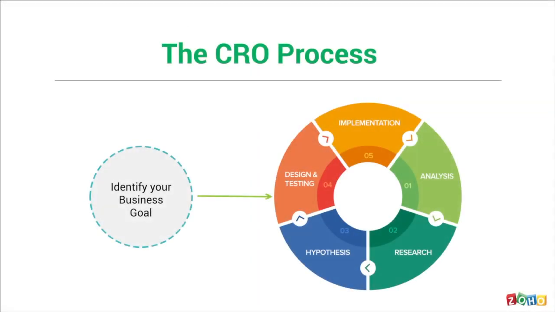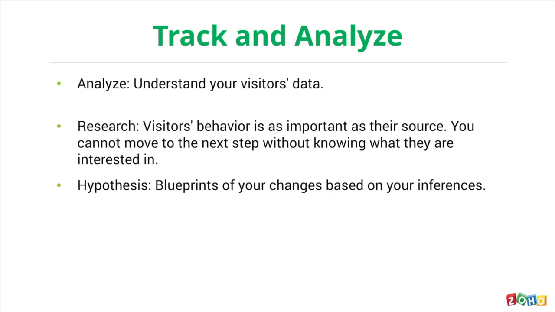The CRO process starts with analyzing and researching your visitor behavior. Basically, you need to be aware of the data, for example, the source of your visitors, their time zone, and other details you could collect, such as the device and the browser they use to visit your site. Besides getting these details, it is imperative to understand their behavior.